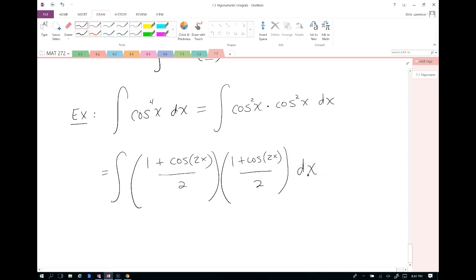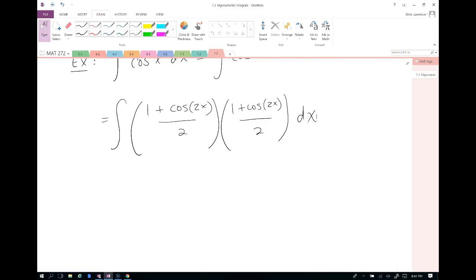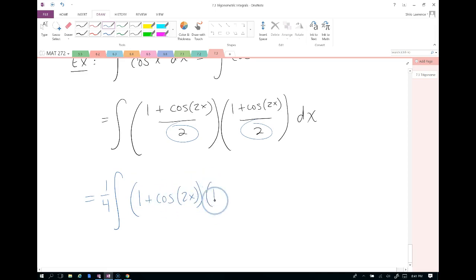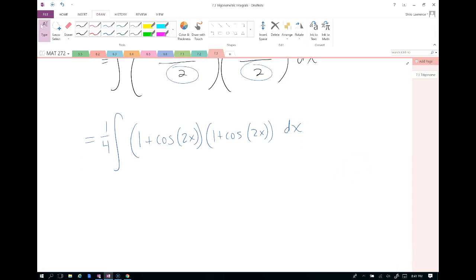So that didn't seem too bad yet, but we're nowhere near done. My suggestion when you're working with these power reducing formulas, since this is a product, I can go ahead and multiply my denominators together as 4 and bring it out to the front as a 1/4. And I'm left with 1 plus cosine of 2x times 1 plus cosine 2x, which we're going to have to FOIL out. I can't leave that as a product and do the antiderivative.